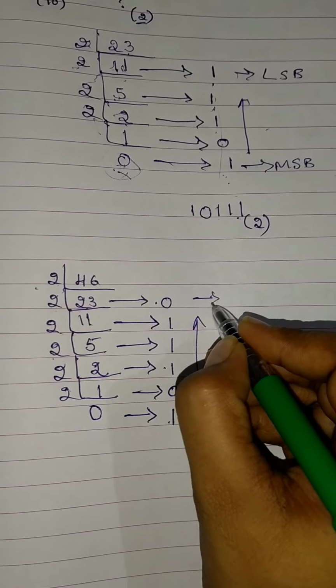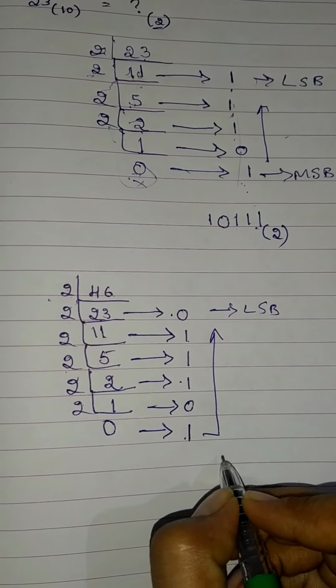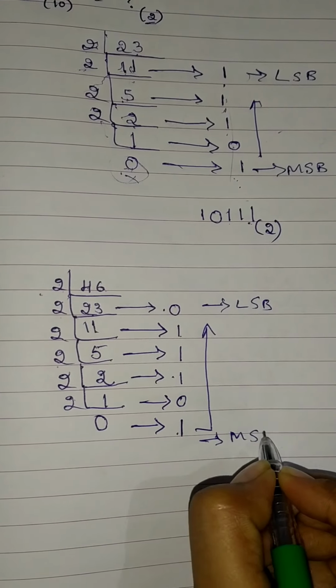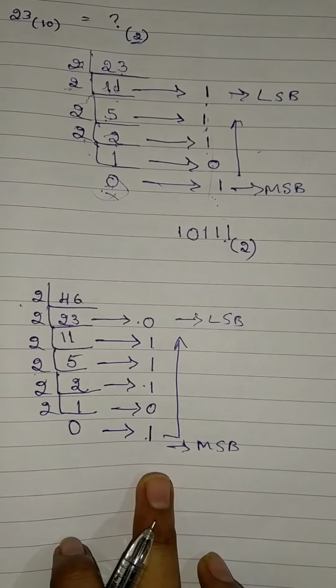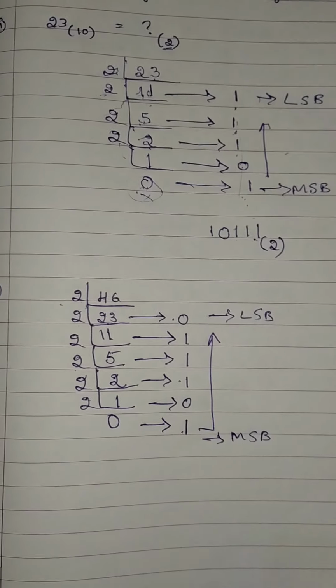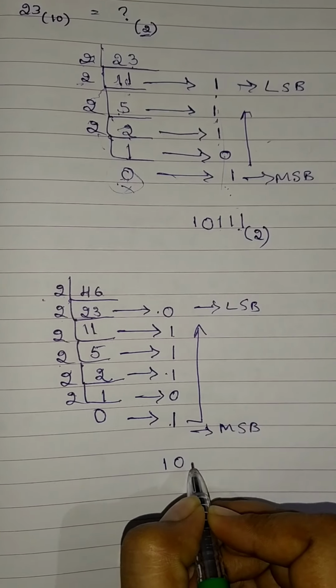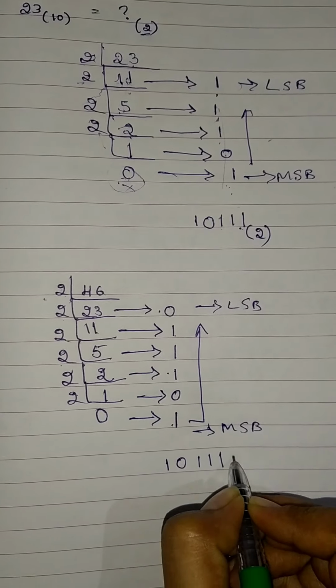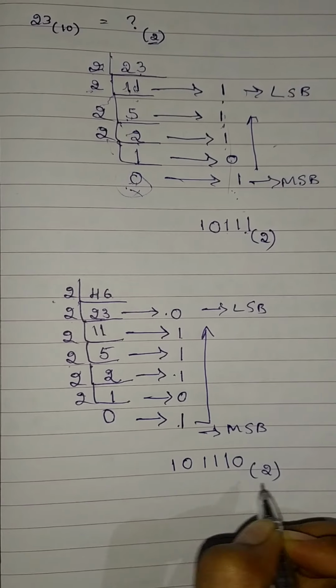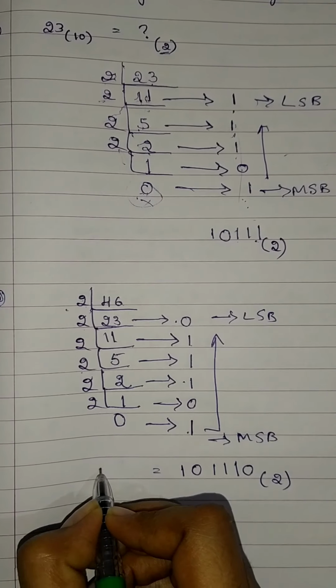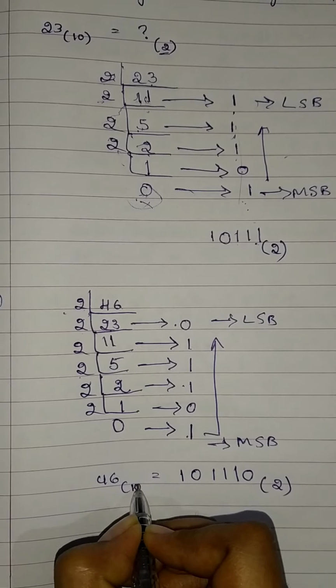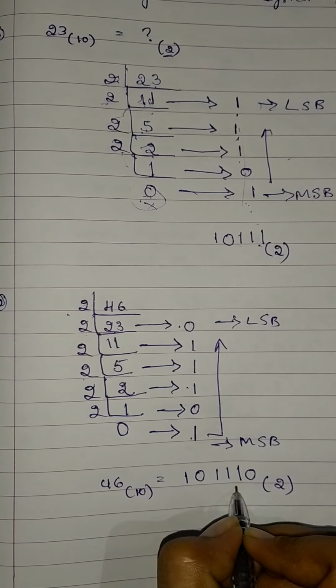This is considered as the least significant bit. This is considered as the most significant bit. So first we have to write the most significant bit up to the least significant bit. So then our answer is 1 0 1 1 1 0. Base is 2.